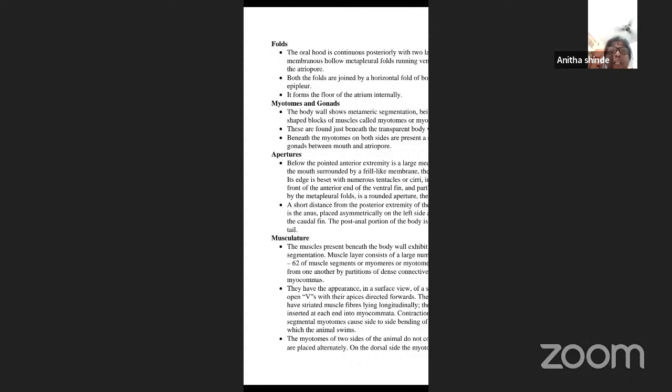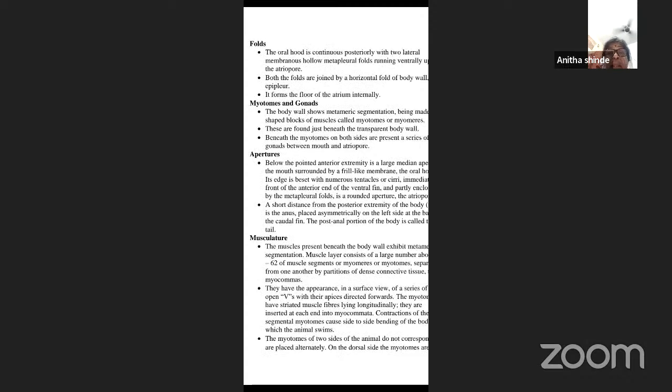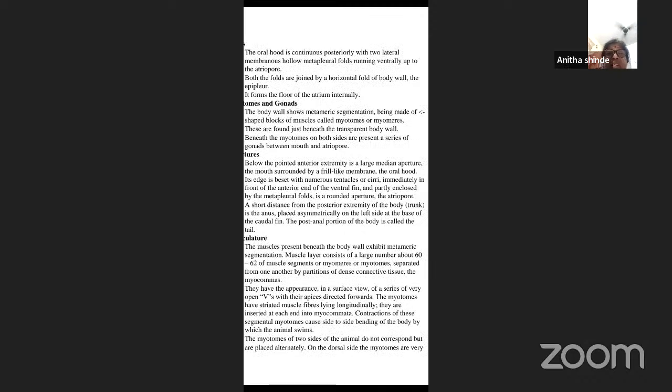Now coming to the musculature, that is the muscles. Just now we have seen it has got the myotomes. So myotomes are nothing but the muscles. So here, musculature: the muscles which are present beneath the body wall exhibit metameric segmentation, and they consist of a large number of muscle segments, which are called the myomeres or the myotomes. About 60 to 62 muscle segments or myomeres are present, which are separated from one another by means of partitions.